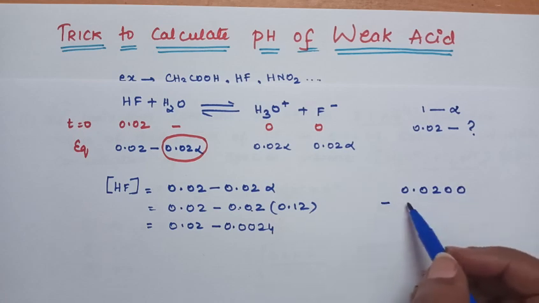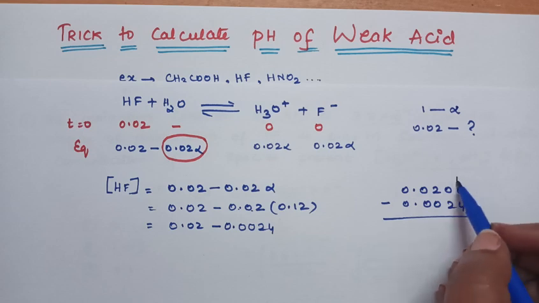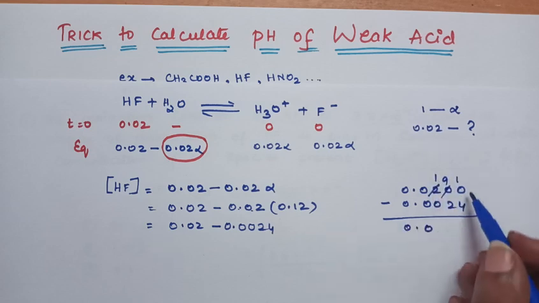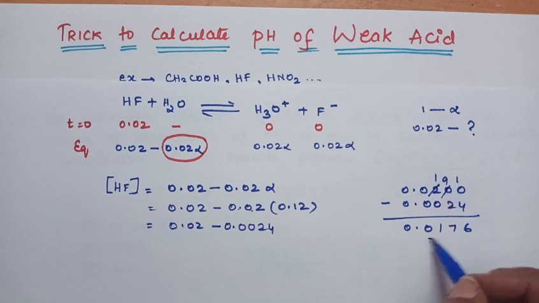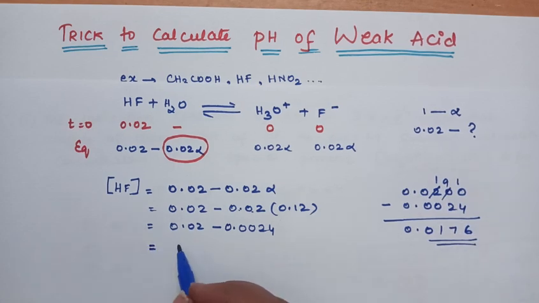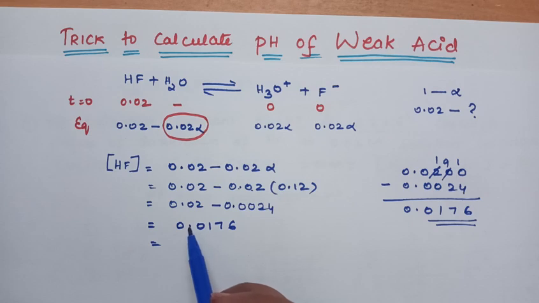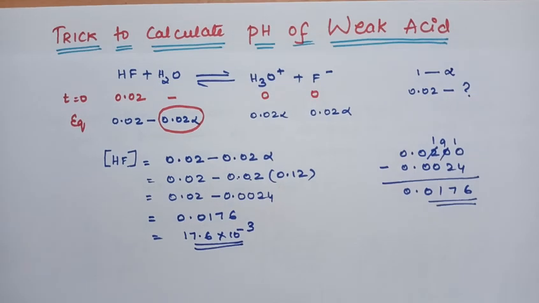0.0200 minus 0.0024. Taking the carry over, this will be 10, 9 and this will be 1, so 0.0 and here it will be 6, 9 minus 2 is 7 and 1. So this is equal to 0.0176. Now shift the decimal 1, 2, 3, that is 17.6 into 10 to the power of minus 3. So this is the concentration of HF.